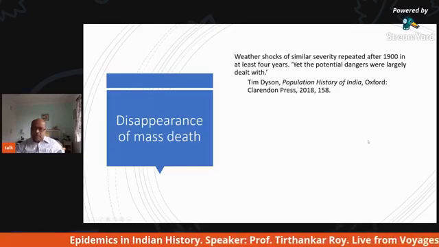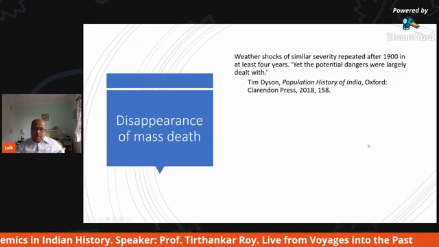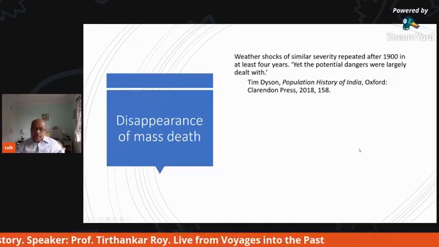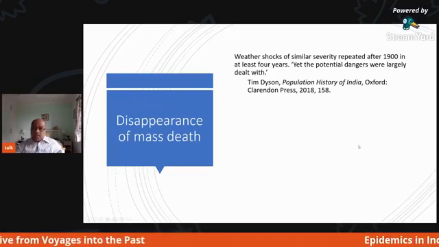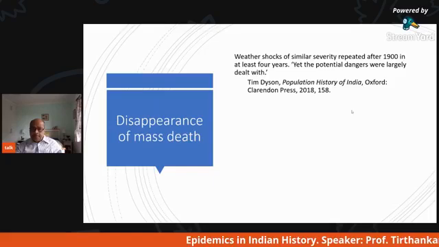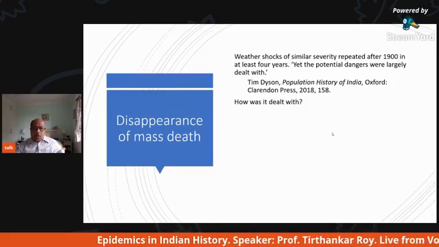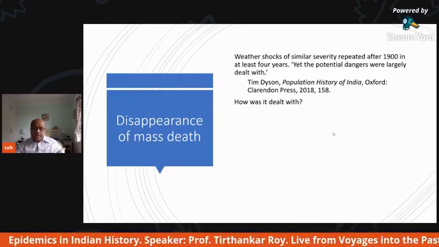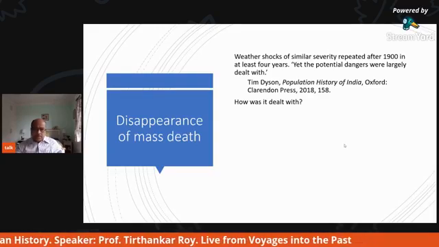Weather shocks of similar severity repeated after 1900 in at least 4 years. Yet, the potential dangers were largely dealt with. This comes from possibly the most authoritative book on population history. Now, what happened? How was it dealt with? Was it success of policy or success of something else?